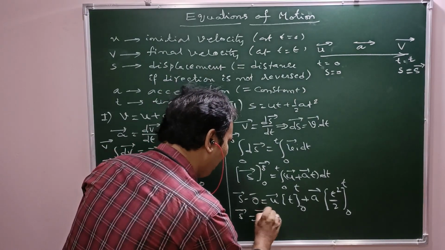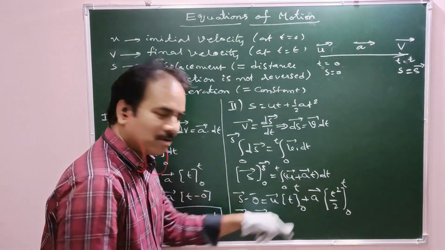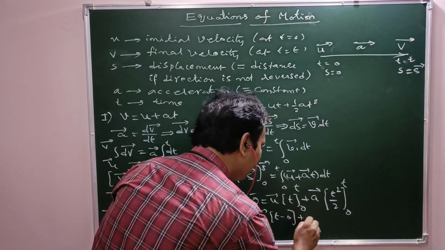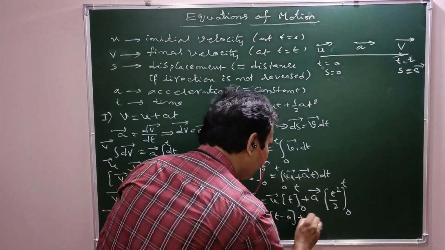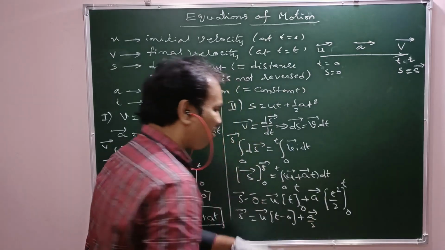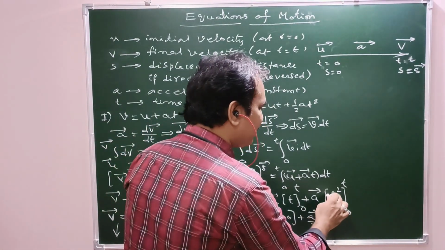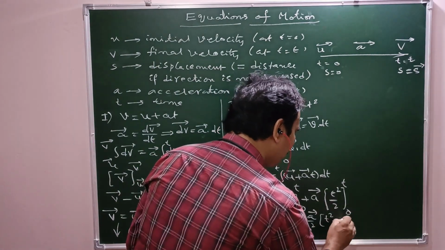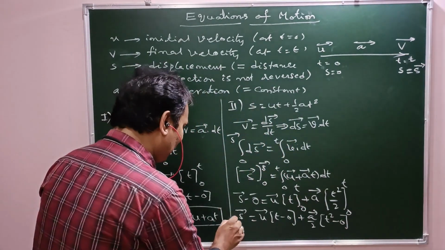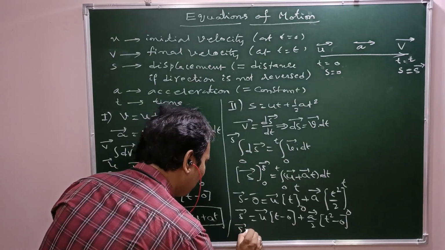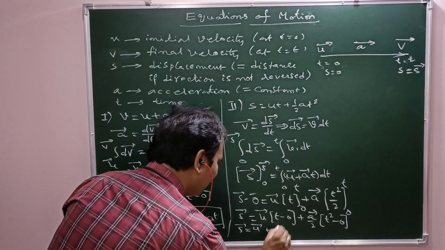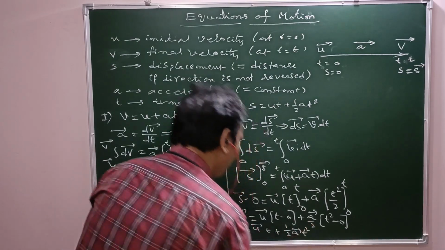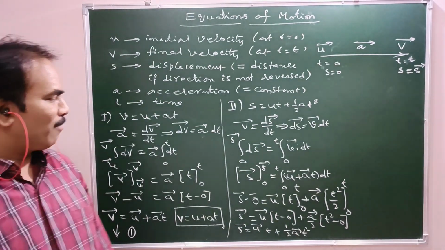equal to u bar into upper limit t, lower limit 0, that is t minus 0, plus a bar by 2 is outside as it is constant. We are left with t square, upper limit t, so t square minus lower limit 0, t square minus 0. So what is the expression we are left with? s bar equal to u bar t plus half a bar t square.